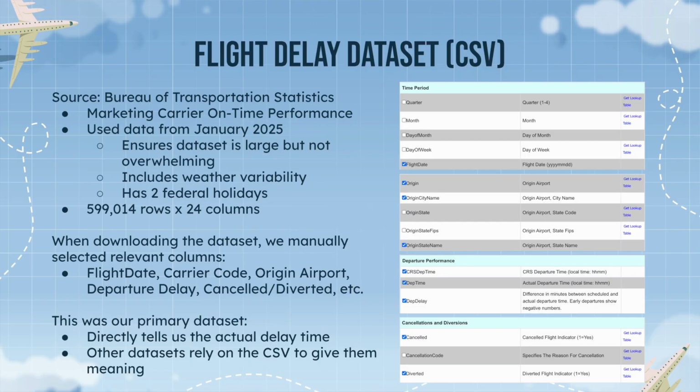First, our primary dataset came from a database from the Bureau of Transportation Statistics. It contained about 599,000 rows, which gave us a large but manageable sample. We manually selected only the columns that mattered for predicting flight delays. These included things like the flight date, the airline code, the origin airport, the departure delay time, and whether a flight was canceled or diverted. This dataset became our primary source for the whole project because it directly told us the actual delay time for each flight. Anything else we brought in, like weather data or airport rankings, only made sense when it was connected back to this CSV file.